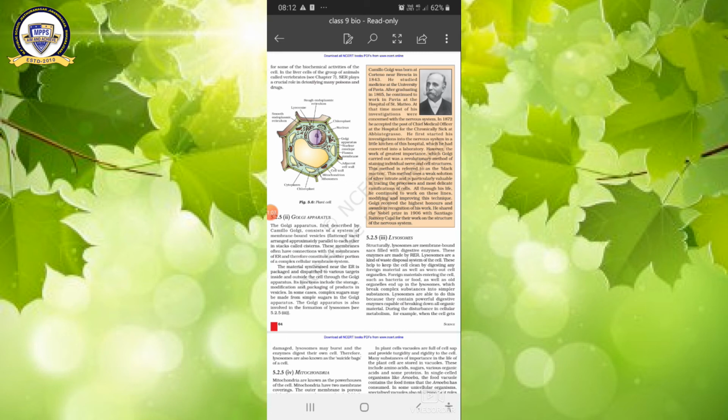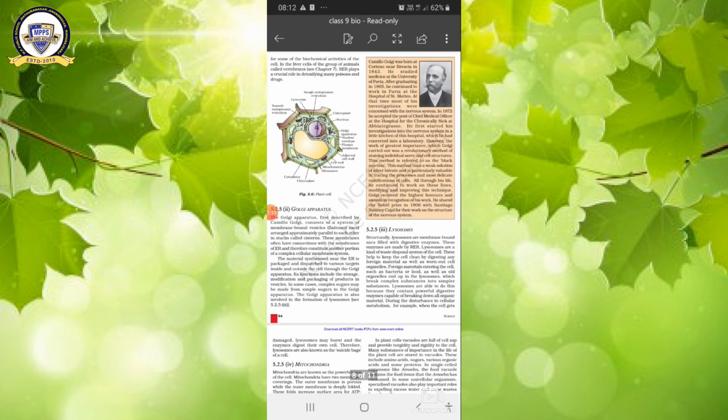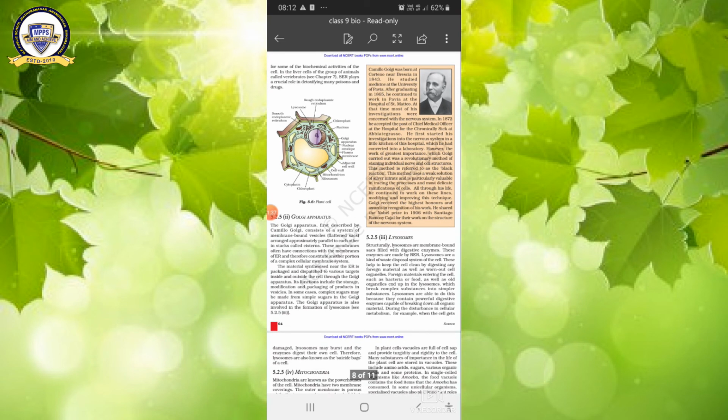The material synthesized near the endoplasmic reticulum is packaged and dispatched to various targets inside and outside the cell through the Golgi apparatus. Its functions include the storage, modification and packaging of products in vesicles. In some cases, complex sugars may be made from simple sugars in the Golgi apparatus. The Golgi apparatus is also involved in the formation of lysosomes.